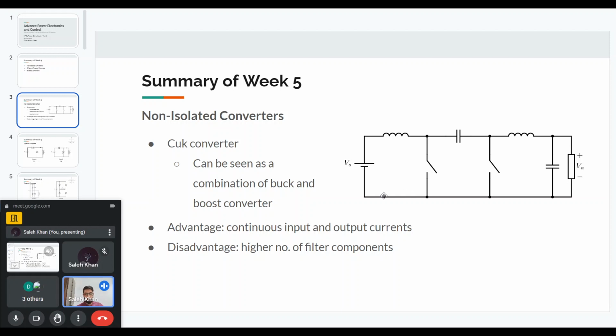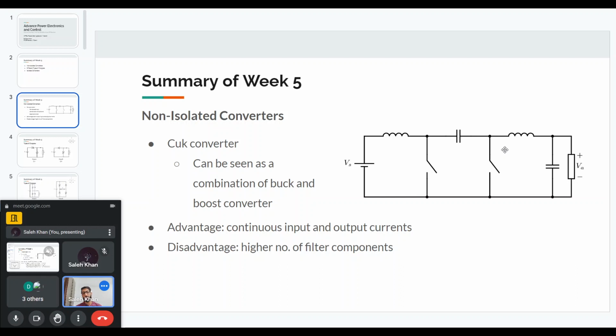But the disadvantage, so advantage and disadvantage, I am comparing it with the normal buck boost converter. The disadvantage compared to the normal buck boost converter is that you can see it has more number of components. It has two inductors and two capacitors, while the normal buck boost converter has only one inductor and one capacitor. So the filter size and the number of components are larger here.